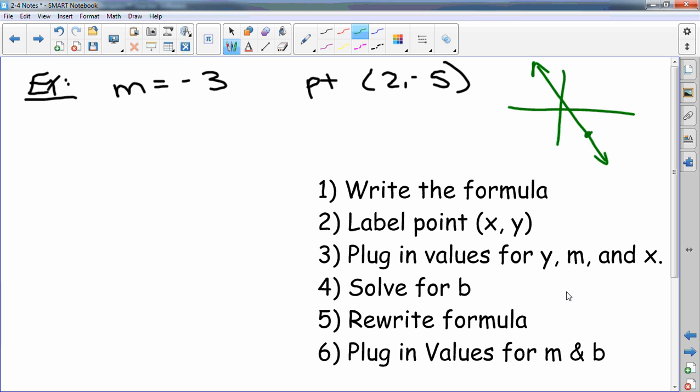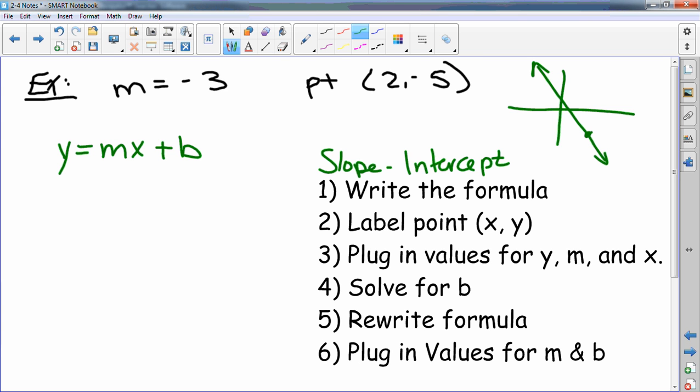Here's how you do it. It's right here in the steps. This is the slope-intercept method, method number 1. There's another way to do it, but I'm going to show you both ways. We're going to start by writing the formula. Well, what formula? We're using slope-intercept form, so we're going to write y equals mx plus b. That's step 1.